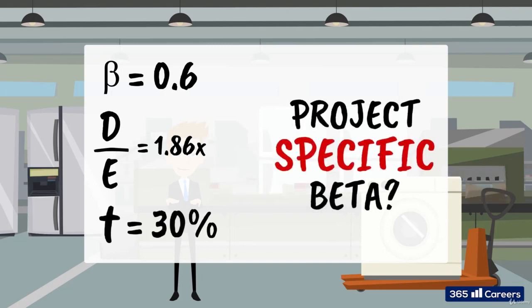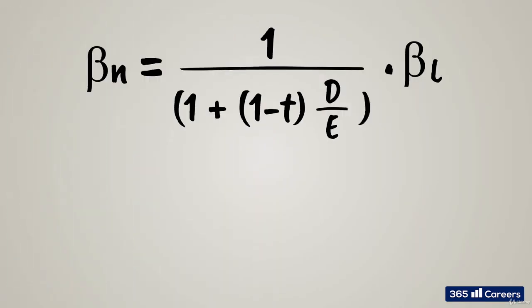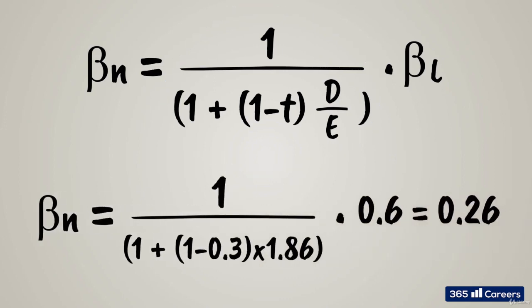Okay? So, how do we do it? First, we must delever Company X's beta. This calculation will calculate a beta independent of the firm's capital structure. To do that, we must multiply Company X's levered beta by the following fraction. In our case, this will cause a beta of 0.26.